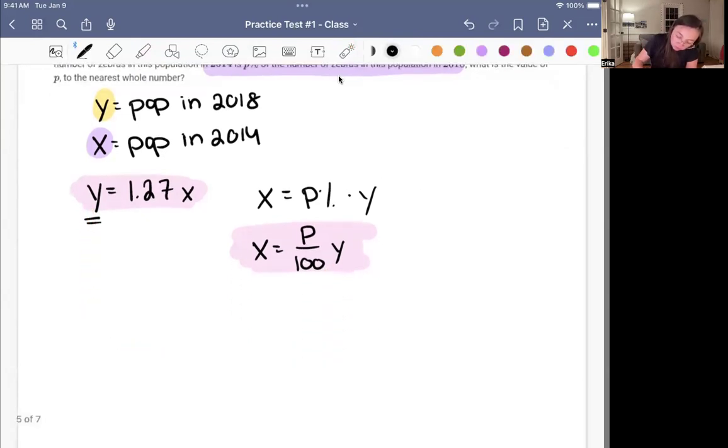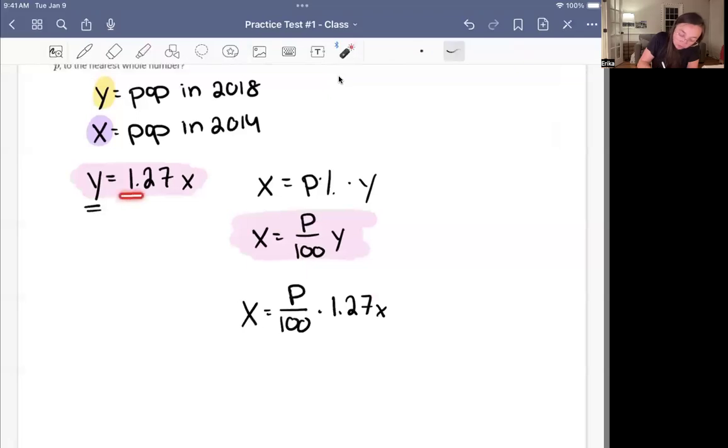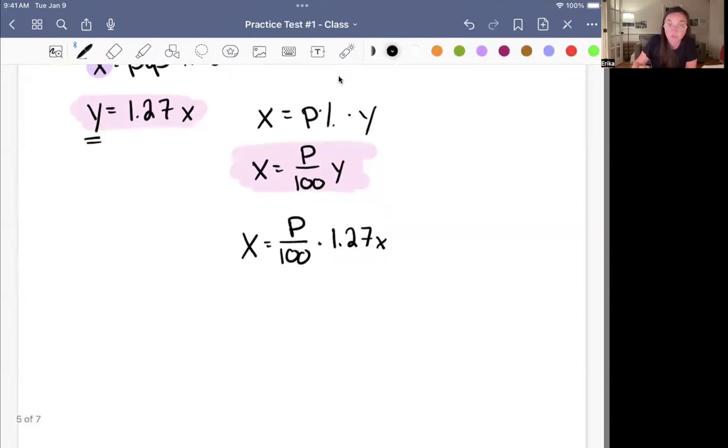Okay, so scroll down a little bit. We're going to do x equals p over 100 times 1.27x. Just notice that all I did was plug the right-hand side into this piece right here where y was. And now we're just going to solve for x. So I'm going to divide both sides by 1.27x.